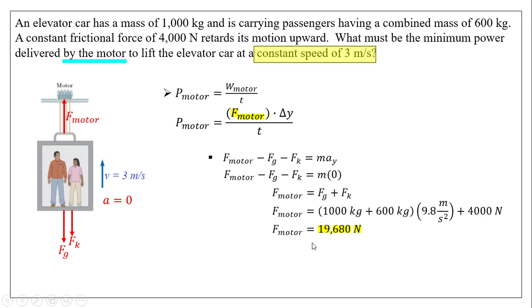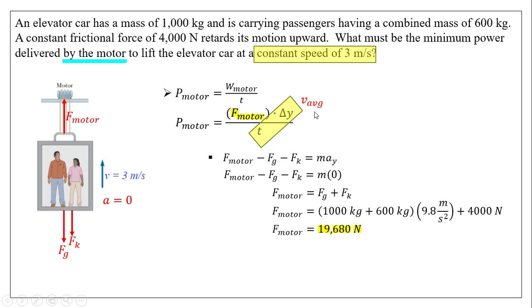All right. Now that we know F motor, the only thing that's really holding us back is delta Y and T. Well, I don't know what delta Y is because the problem never specified anything. I don't know how much time because the problem didn't mention anything about time. But what I can do is recognize that delta Y over T is just my average velocity, because by definition, displacement over time is your average velocity.